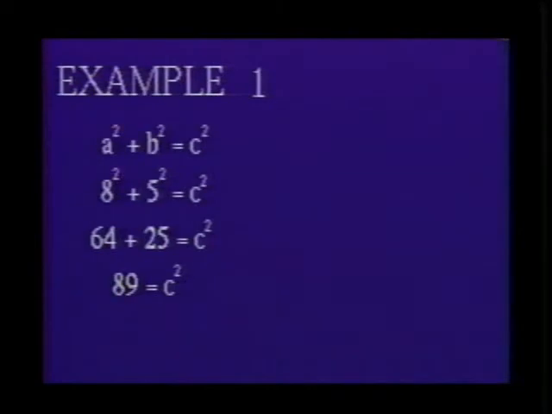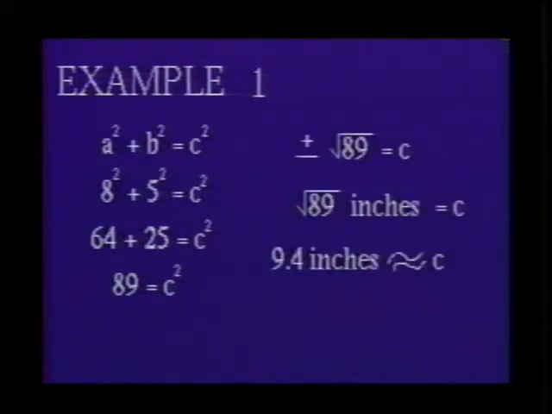This gives us a squared plus b squared is equal to c squared, where a is equal to 8 inches, the length of side PO, b is equal to 5 inches, the length of side ON, and c is equal to the unknown length of the diagonal. Solving for c, we get c is equal to plus or minus the square root of 89. But since c represents a length, we must discard the negative square root of 89. Thus the diagonal has a length of the square root of 89 inches, or approximately 9.4 inches.